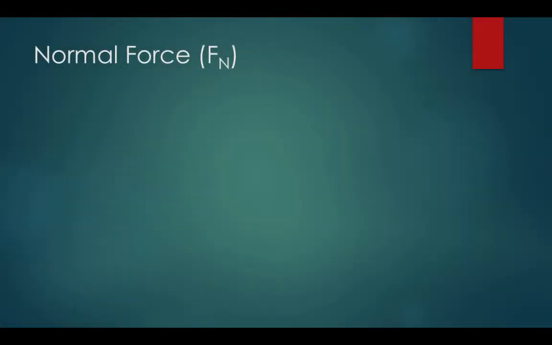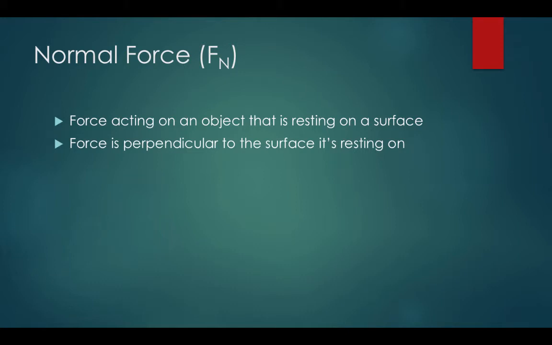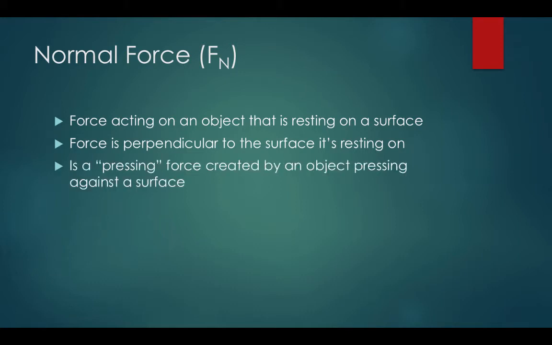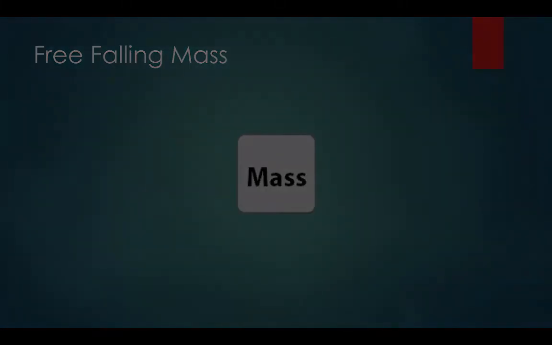Normal force, Fn. This is a force that acts on a body that is resting on a surface like a table. This force is perpendicular to the surface that it's resting on, and can be described as a pressing force created by an object pressing against a surface. In this example of a free-falling mass, there is no normal force. There is no surface that the mass rests upon that supplies a force that supports the mass from falling.